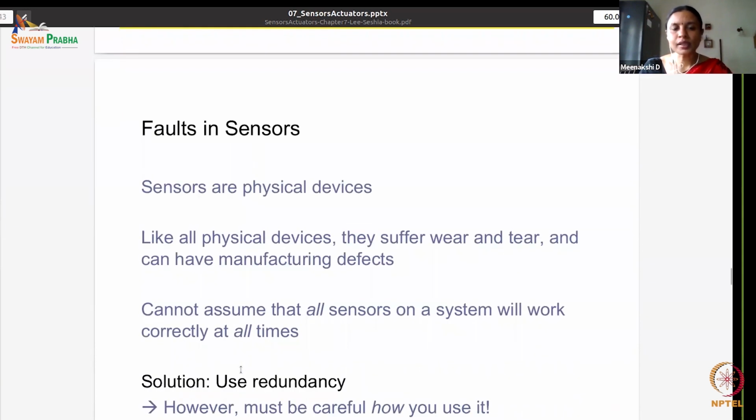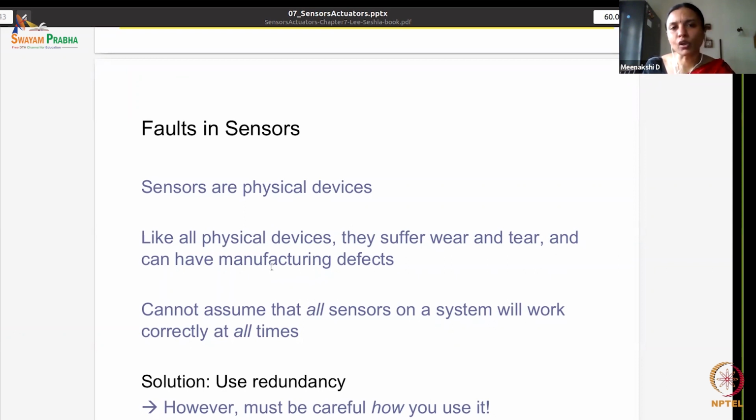So, as I told you, sensors are, after all, physical devices. Like all physical devices, they suffer from wear and tear. They can have manufacturing defects. They can be subject to tough weather conditions. And they will have a shelf life after which they will stop working, or maybe run out of battery or get rusted. There could be several different issues. So we cannot assume that all the sensors present as a part of my system will work correctly at all times. So we have to keep redundant copies of sensors.